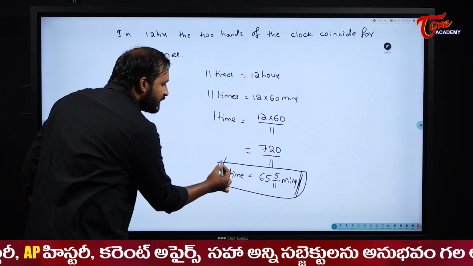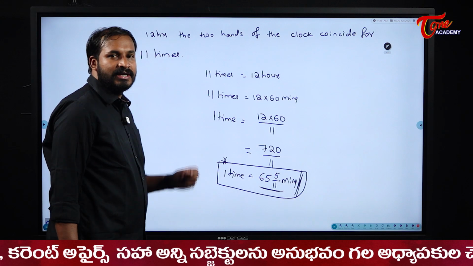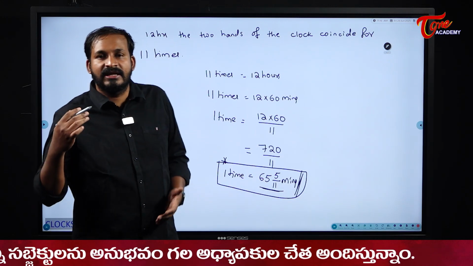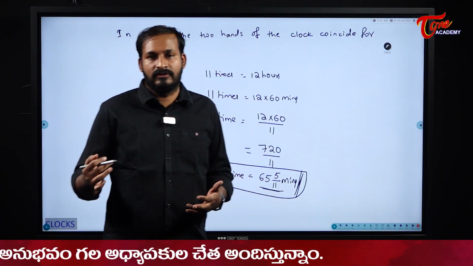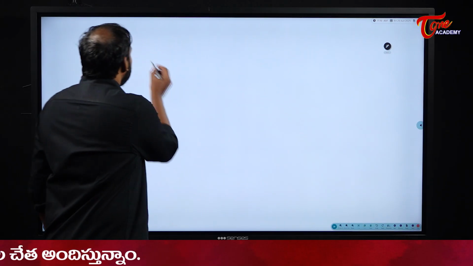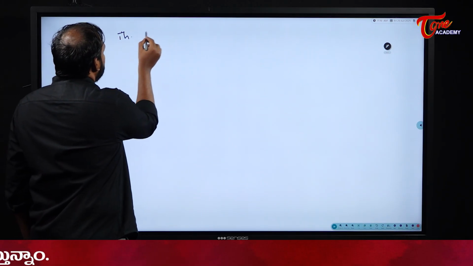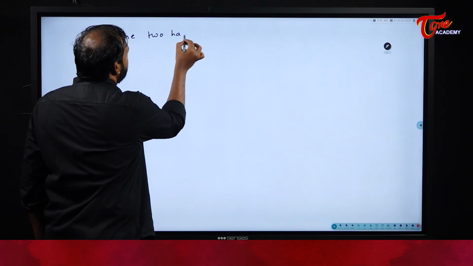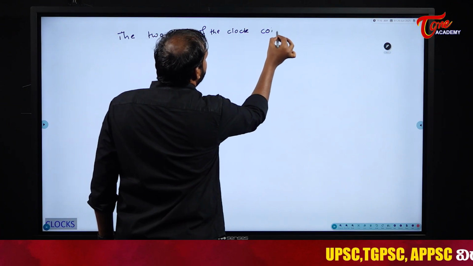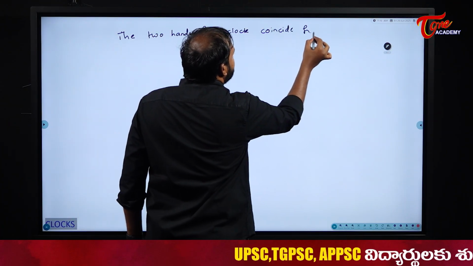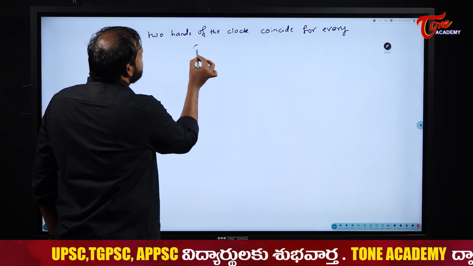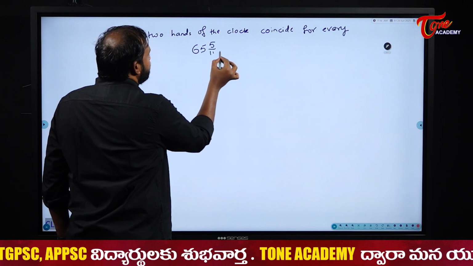This is very, very important. This 65 5 by 11 minutes is very, very important. Why is it important? Because later, based on this only, we will decide whether the clock is moving fast or slow and all those things. So from this, what we can understand is that the two hands of the clock coincide every 65 5 by 11 minutes.